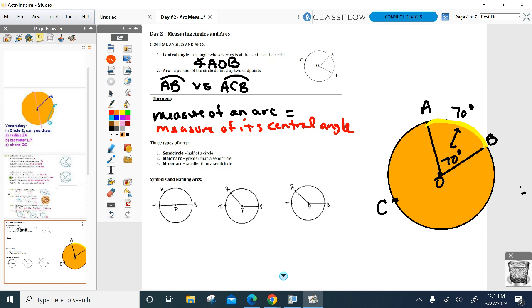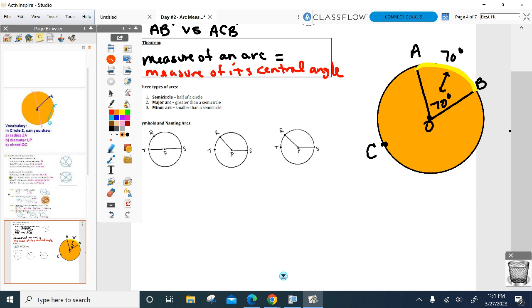All right. More vocab. 3 types of arcs I need you to be familiar with. A semicircle. That's half a circle. How many degrees do you think are in a semicircle? 180, darn right. Half circle measures 180 degrees. If it measures more than 180, I call it a major arc. If it's smaller than a semicircle, I call it a minor arc. So I need you to be familiar with those 3. Semicircle is a half circle. Anything more is major. Anything less, minor.